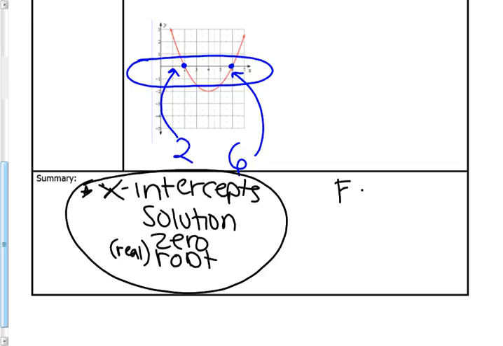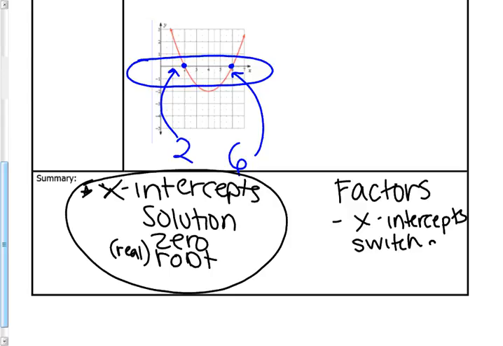Whenever they're asking you to factor or find the factors, you just find your x-intercepts, you switch the signs, and then you write them in factored form. So x, and then whatever these signs were go in here. So that's all you need to know for this.